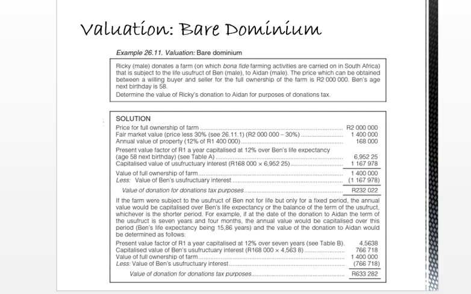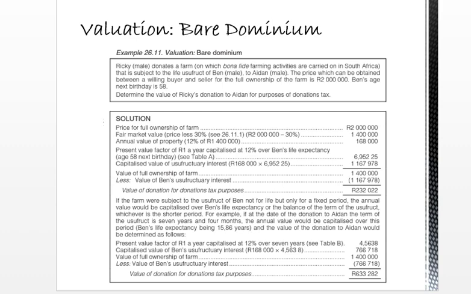So because this was donated to Ben, who is the usufruct, we want to look at his life expectancy. We want to get the present value factor of the 1 rand a year capitalized at 12% over his life expectancy. So at 58, we go to table A and we find that the present value is 6.952, and then we're going to capitalize that at Ben, the usufruct's interest, so the 168,000 multiplied by this present value gives you then a value of 1.167 million.